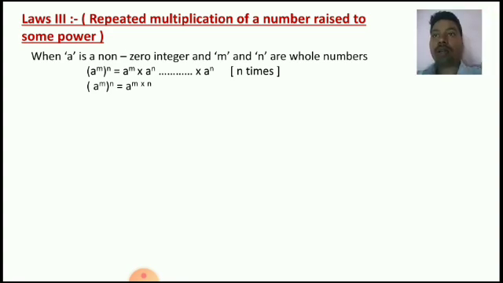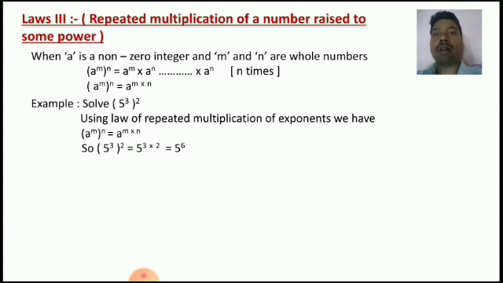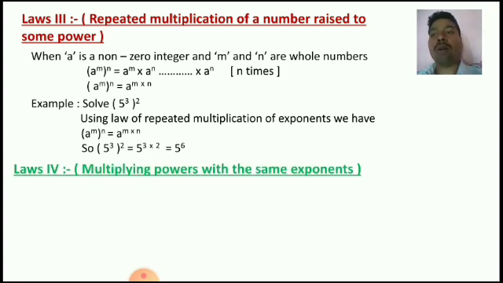By using the third law we solve the example. The next example is 5 raised to 3, bracket, raised to 2. We have to multiply the exponents. 5 is the base here, so 5 raised to 3 into 2. 3 into 2 is 6. So our answer is 5 raised to 6. The next law is law number 4, multiplying powers with the same exponents.